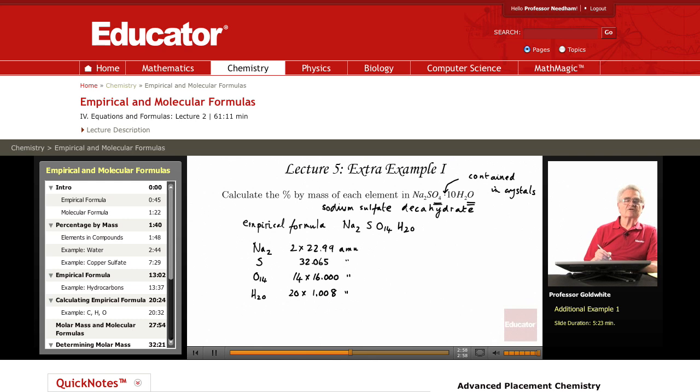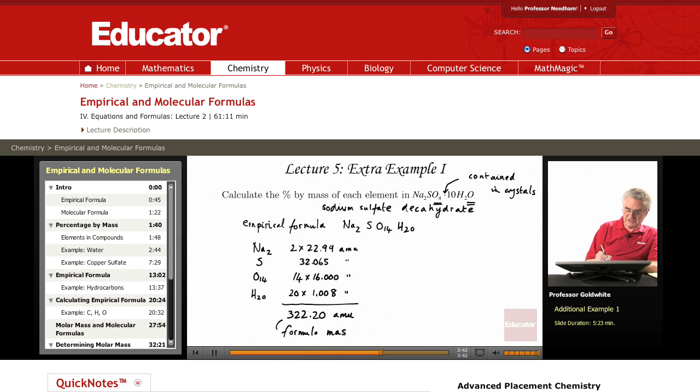If you're doing this arithmetic on a calculator, which I'm sure you are, you can just do the string of multiply, add, multiply, add, multiply, add, because your calculator is programmed to give priority to multiplication. And if you add all those numbers up, you get an empirical formula mass of 322.20. This is the formula mass.